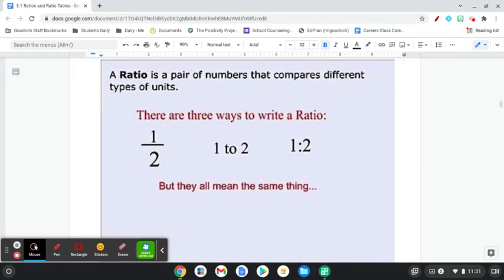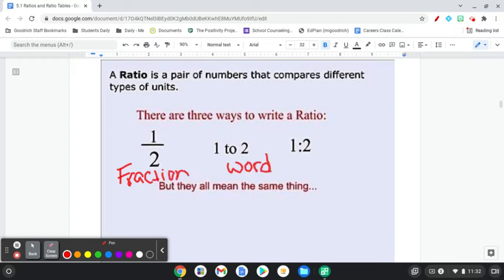So this is where you should be taking notes. This is the definition of a ratio. A ratio is a pair of numbers that compares two different types of units. There are three ways to write ratios. You can write them in fraction form, you can write them in word form, or you can write them using a colon. These all compare 1 to 2, even though they all are written differently.